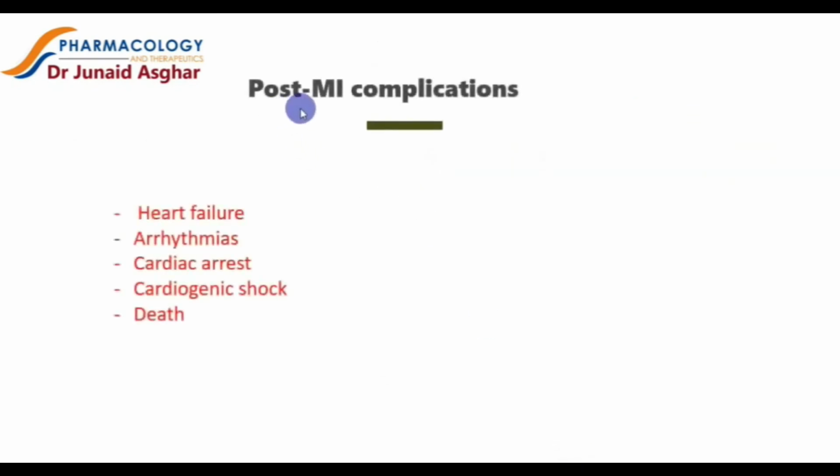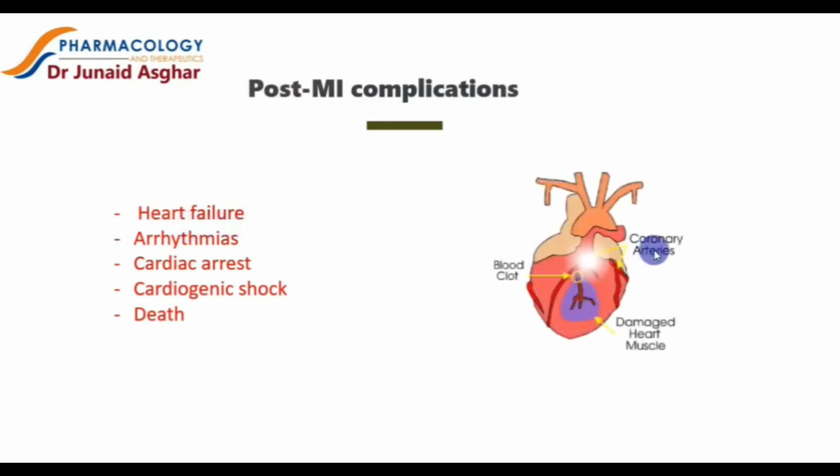Now let's see what are some post-MI complications which occur after an MI attack. So they include heart failure, where the heart does not pump enough blood to meet the body's demand. So this heart muscle will not sufficiently pump the blood into the rest of the body. Arrhythmias or abnormal heart rhythms may occur after an MI attack. Cardiac arrest or sudden cardiac death, where the heart stops beating.